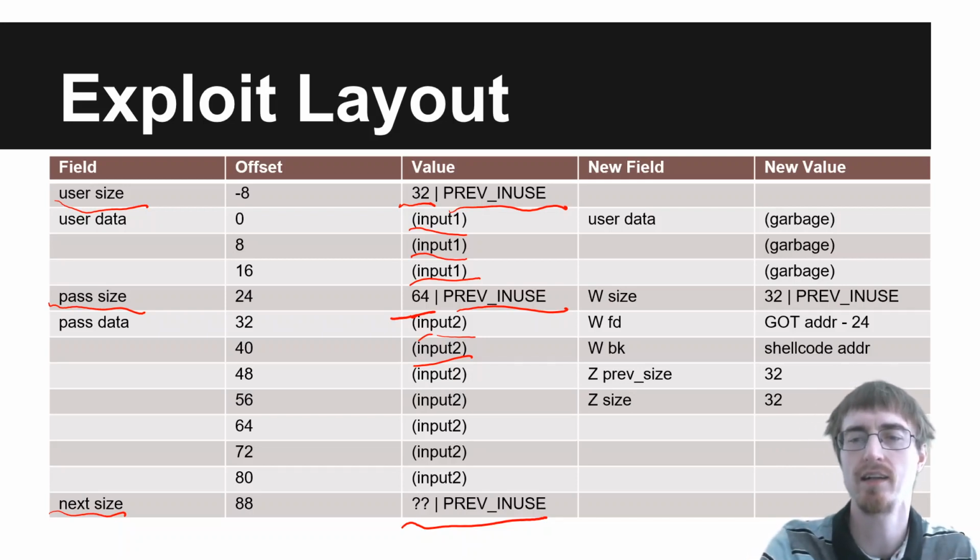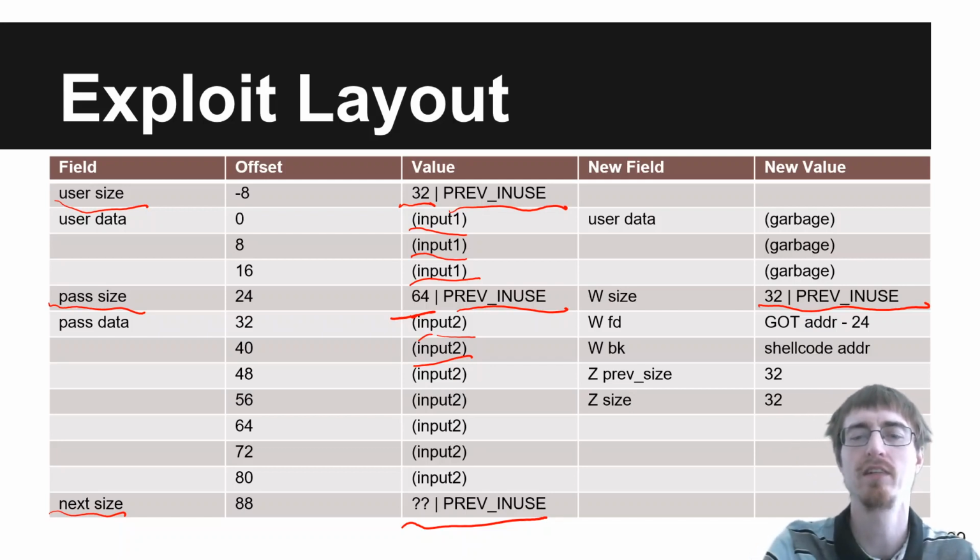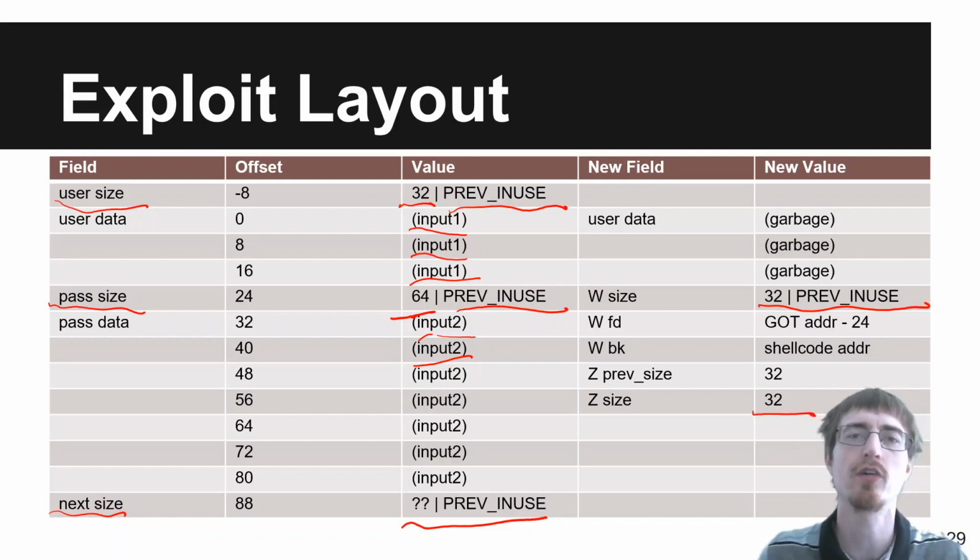Okay, so there we now write this. And this is the size of the new block W, as we also described in the high-level overview. The new block W is actually 32 bytes. So it only takes up half the size of the original password block. This means that we can also fit inside yet another block, which is the Z block, which is also 32 bytes. However, this one does not have the prev in use bit set.